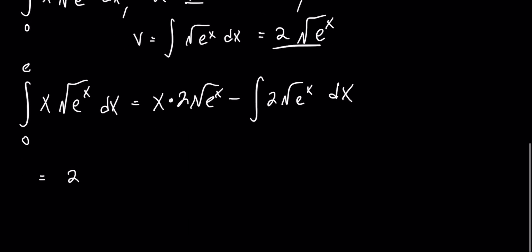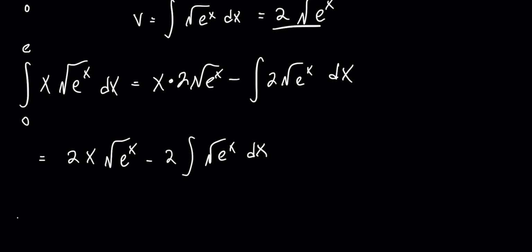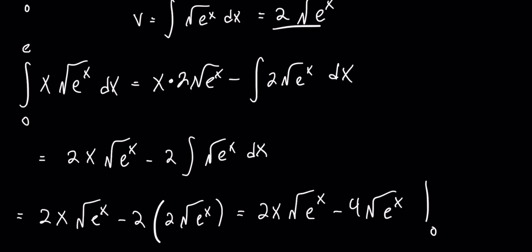So this is equal to 2x square root of e to the x minus 2 integral square root of e to the x dx. And the integral of the square root of e to the x, we said, was 2 times the square root of e to the x. So this is equal to 2x square root of e to the x minus 2 times 2 square root of e to the x, which is equal to 2x square root of e to the x minus 4 square root of e to the x. We have to evaluate at the endpoints from 0 to e.